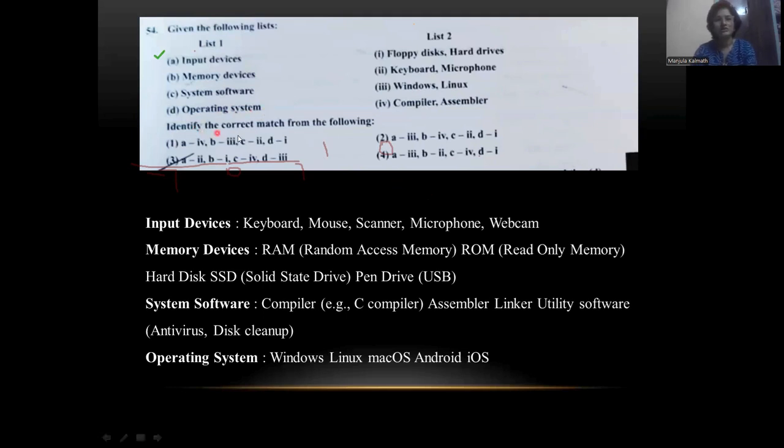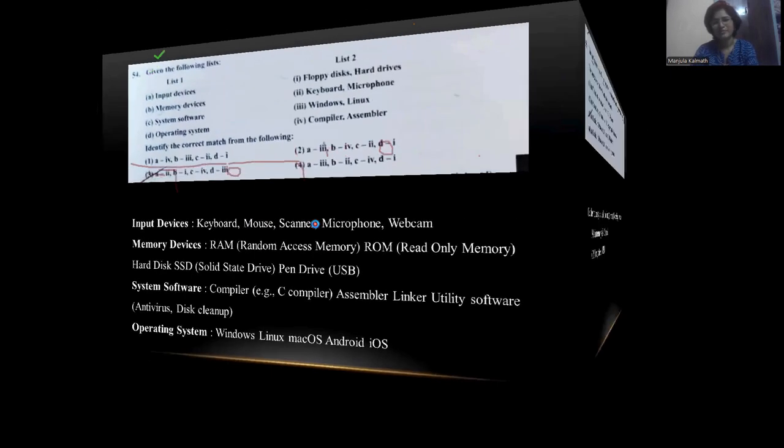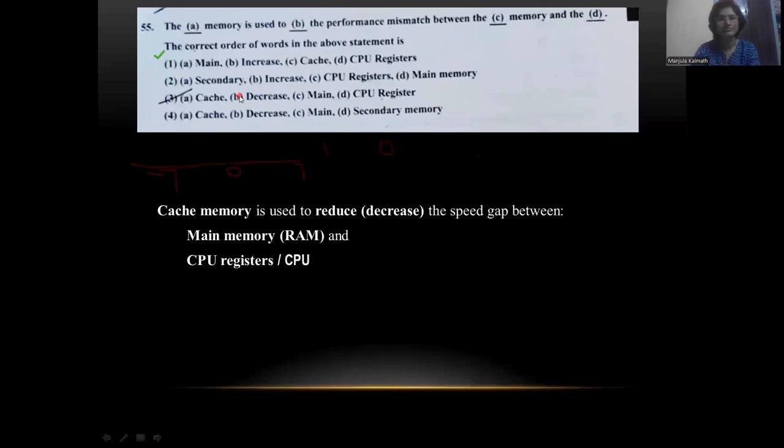So the correct answer for this one is 3. A2, input devices, and B1, it is memory device, and C4, compiler and all. D, it will be Windows, Linux and all. 3 it is. So the correct option is 3. Let us move to the next question.